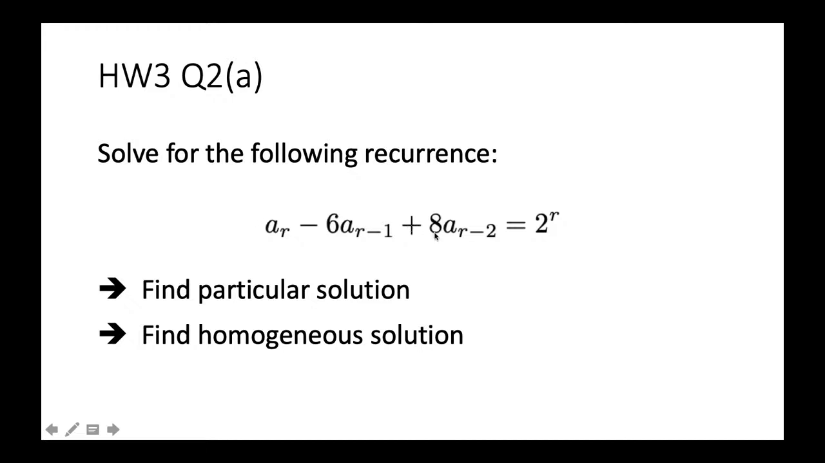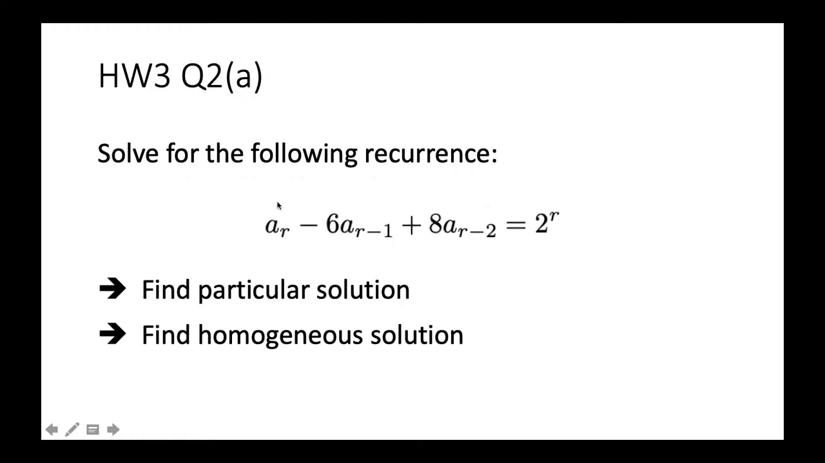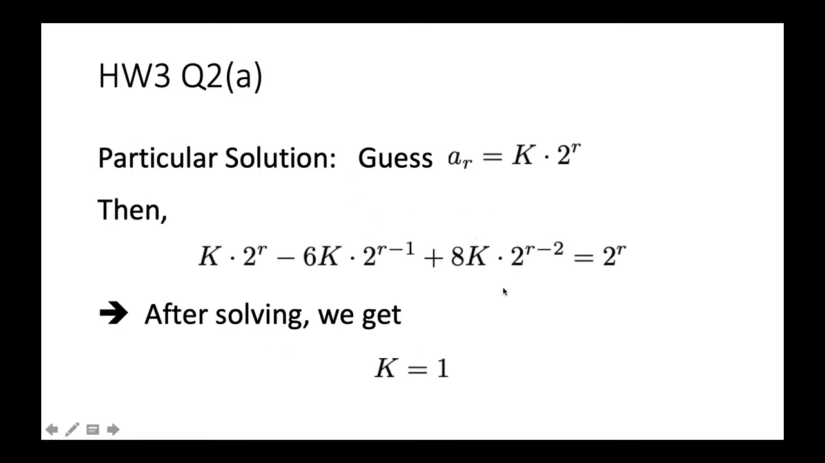If a_r is looking at something like 2 to the power r in the end, a natural guess is that a_r looks like some constant k multiplied with 2 to the power r. If we guess this, then we have k times 2 to the power r, k times 2 to the power r minus 1, and k times 2 to the power r minus 2. So we can solve for k. When we solve for k, we get the particular solution a_r is just 1 times 2 to the power r. Okay, we will remember this.